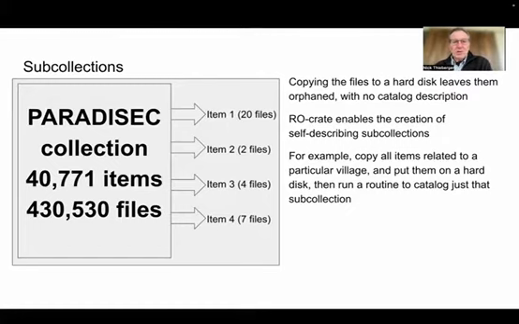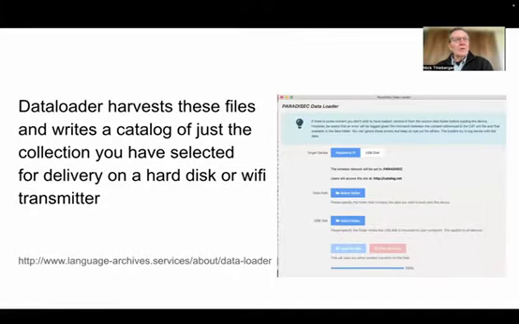So what we do is we take those XML files, and now we're rewriting that in Research Object Crate, which I'll talk about in a moment. And we can run a routine that writes a catalog of just that set of material. And that can be on a hard disk, or it can be in other ways of serving the information.